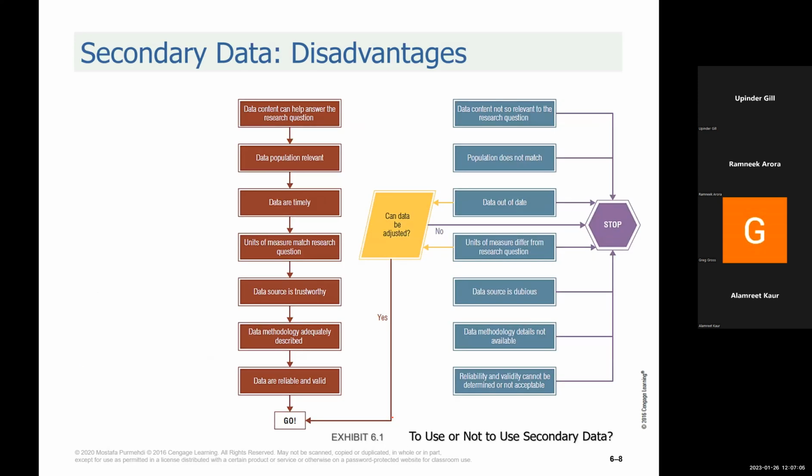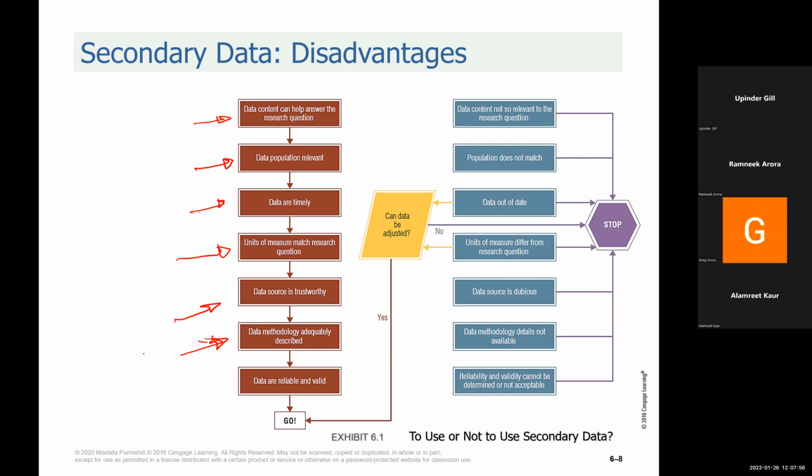Okay, here is also a graphic version of all the things that can go wrong with using secondary data. First, you ask yourself, does the data content help you answer your research question? Is the population in the data relevant? Is the data too old? Do the units of measurement match your research question? Are you measuring the same thing with the same metric? Is the data source trustworthy? You could look at methodology and check that out.